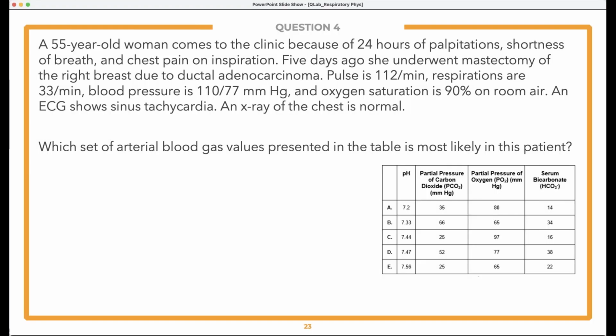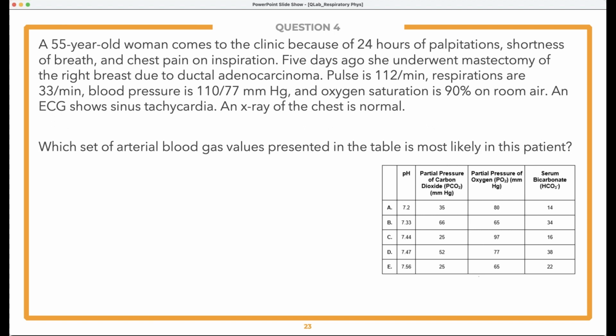Again, we've got the answer choices covered up. However, in this case, you can see that within the table, the answer choice options are kind of laid out there. So ignore that for a second. Let's focus on the question. Which set of arterial blood gas values presented in the table is most likely in this patient? Okay, so we know what we're going to be looking for here. So with that information, we can read the vignette.